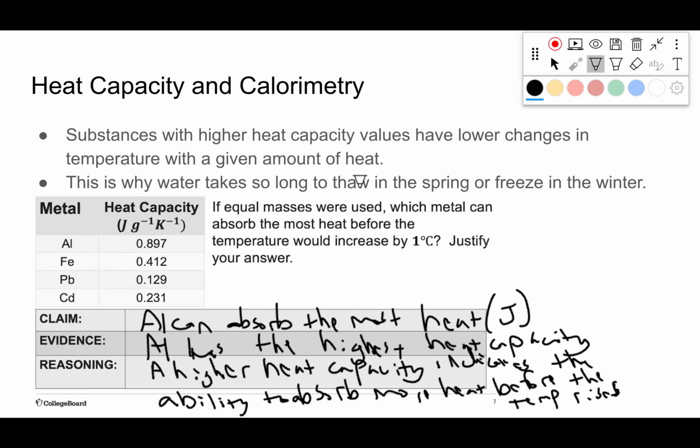If the question instead said which metal can absorb the least heat, we would look at these and we would choose lead because it has the smallest number. So these numbers, if everything else is consistent, if it has the same mass, we're talking about the same change in temperature, then those values can be figured into being just how much energy is it going to need.